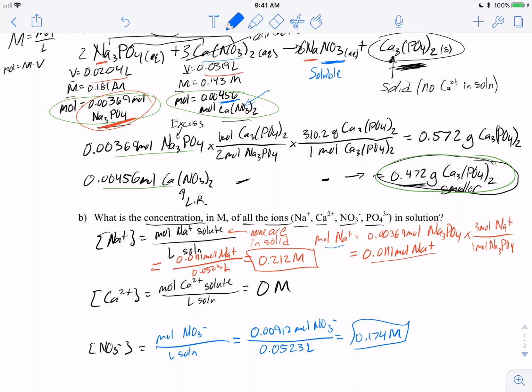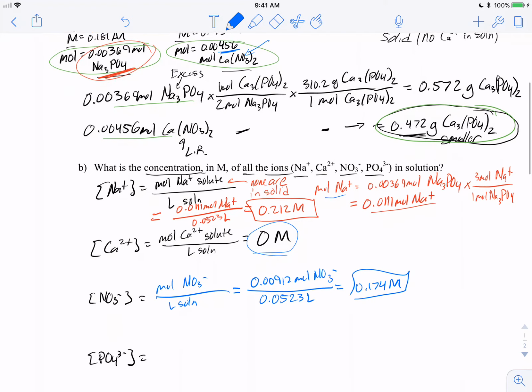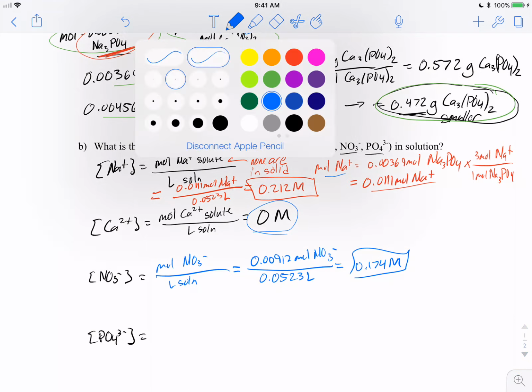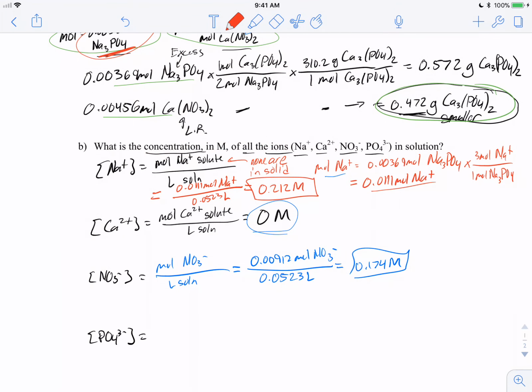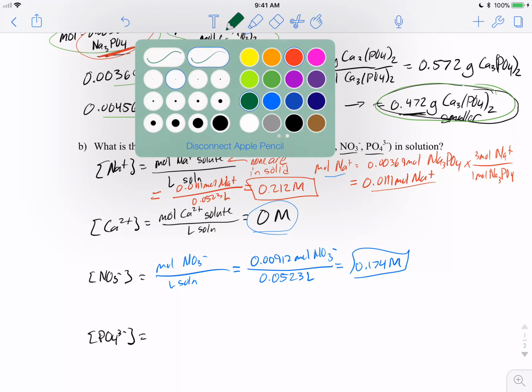The first one, our calcium ions concentration of 0 because it's all sucked in the solid. Sodium and nitrate, they both start with a specific amount. All of those ions are still in solution. Now if we go to our phosphate ions and we're trying to identify our phosphate ions, what we're going to notice is that this is going to be a little bit different.